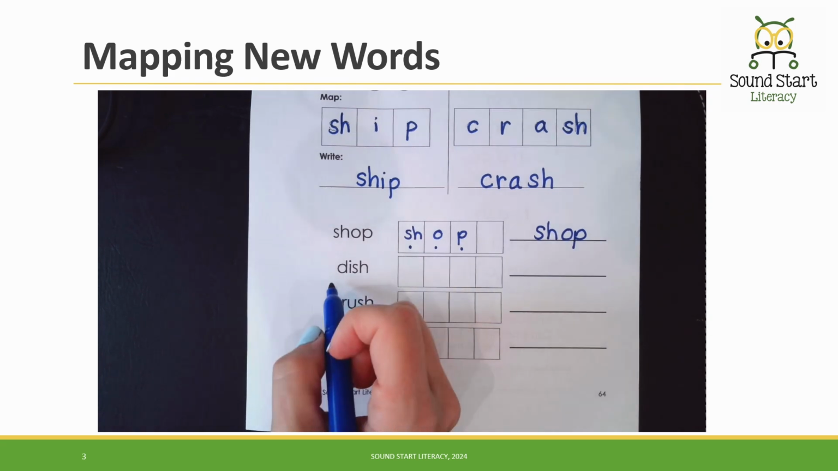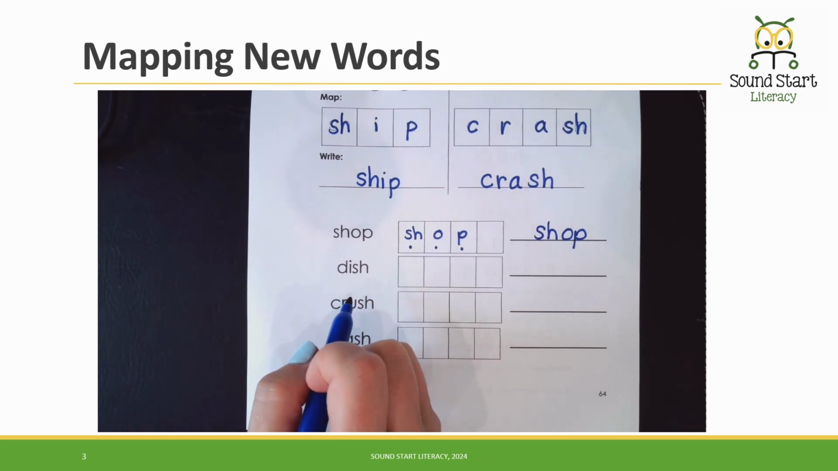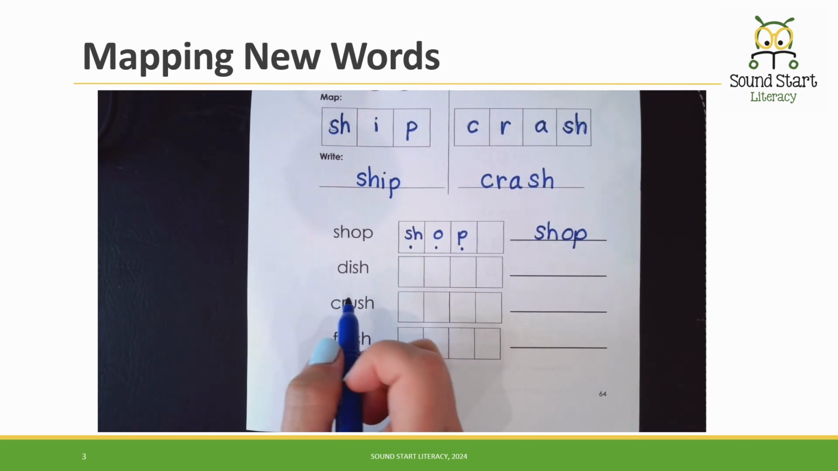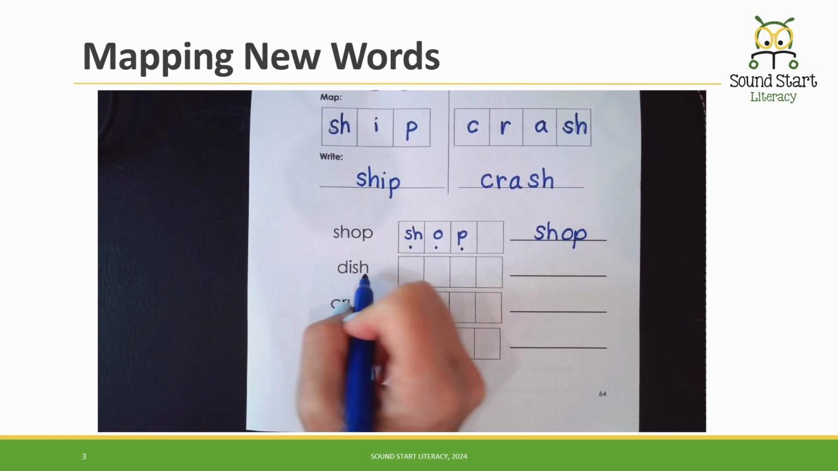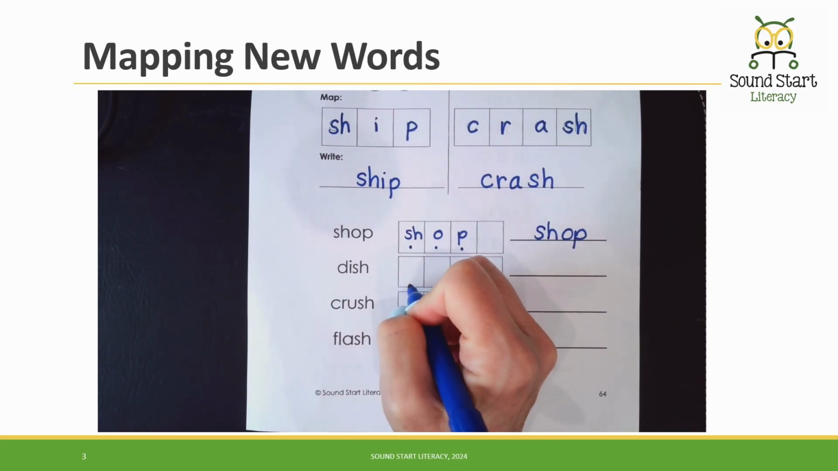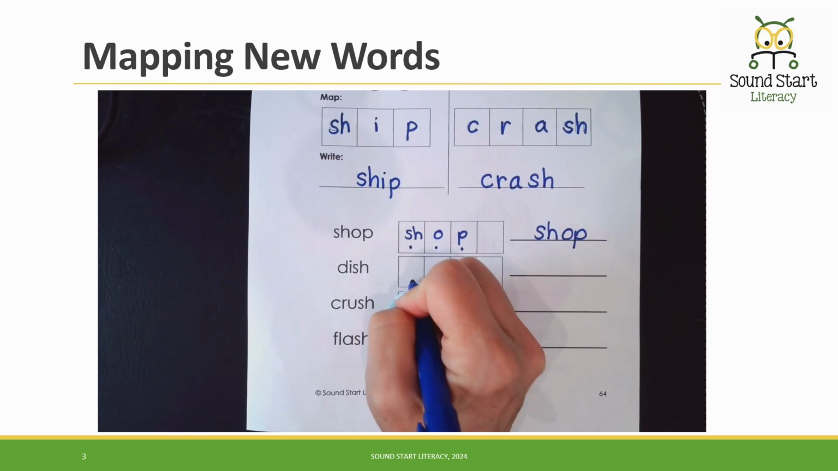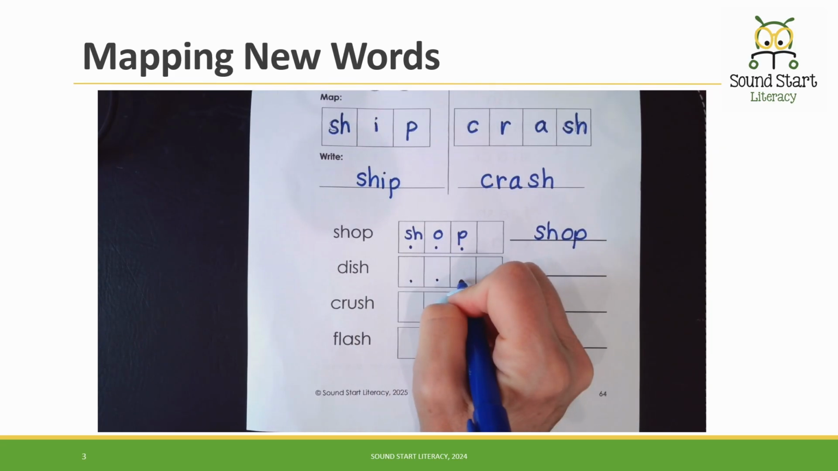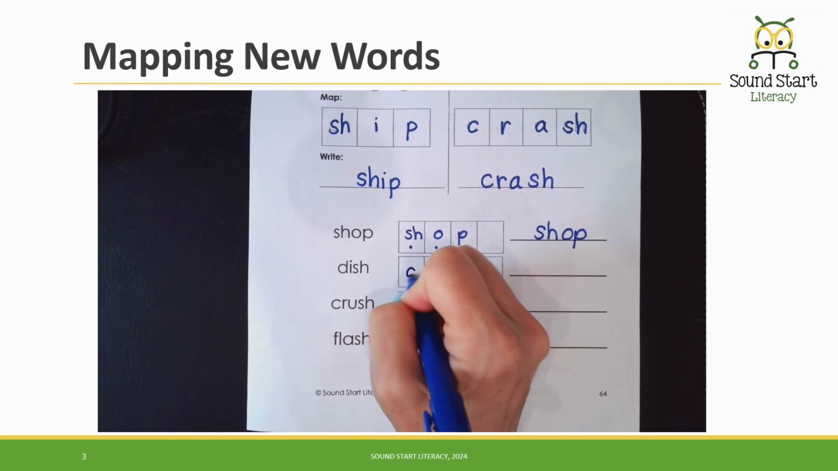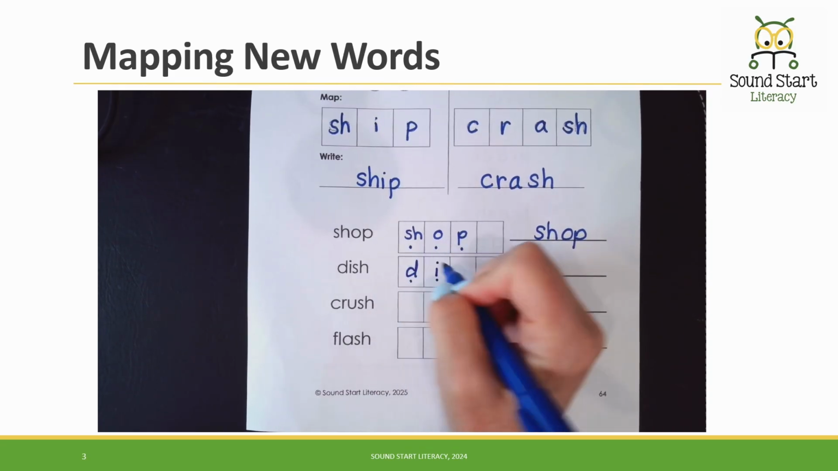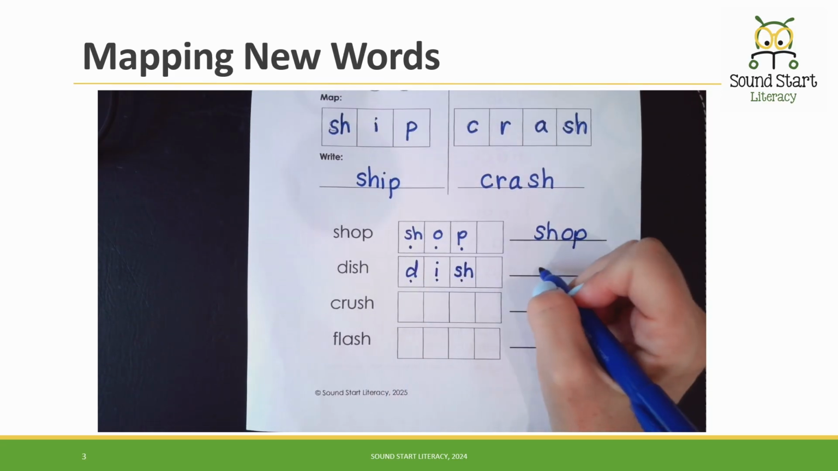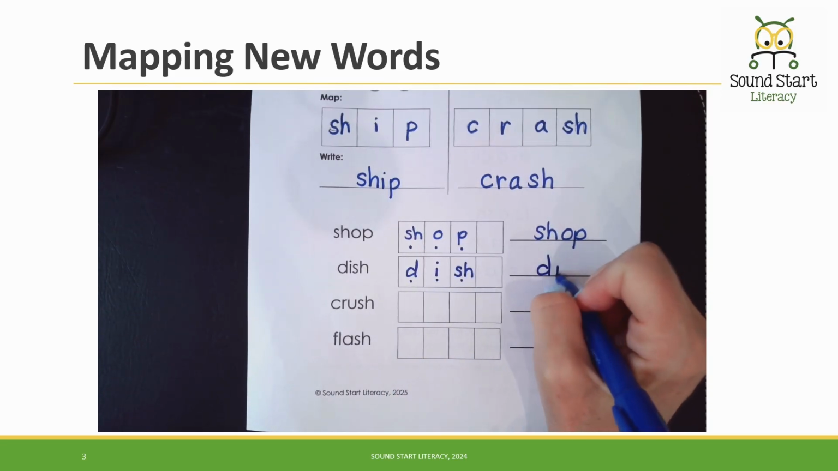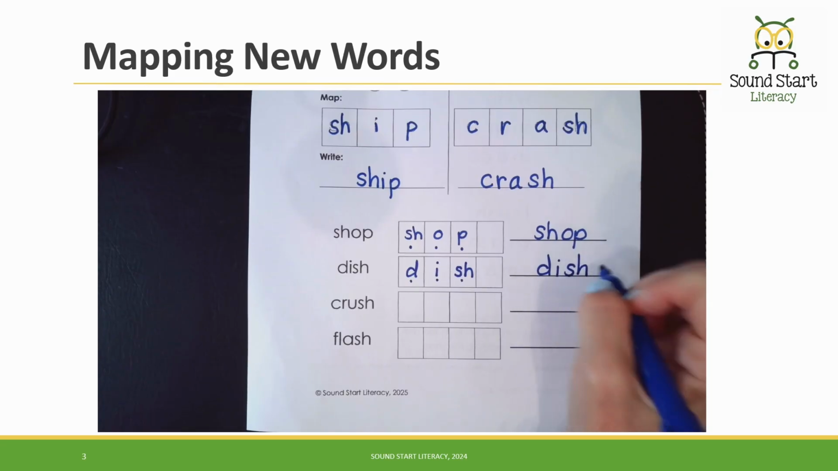I'll do one more example. And again, the directions are written in the workbook for you if you need to have them beside you. But here it is again. Dish. I put my fish on the dish to eat it. Sh. Now we say and write. Sh. And we read it back. Dish. Now we say and write again. Sh. And read it back.